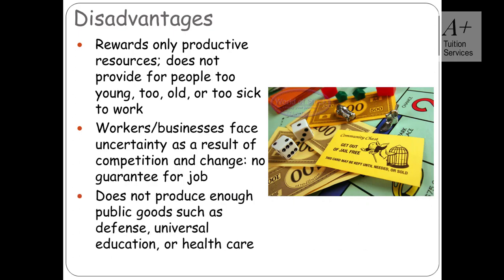It does not produce enough public goods such as defense, universal education, or healthcare. Since the government has little interference, there's not much investment in social goods and public goods such as defense, education, or even health services.